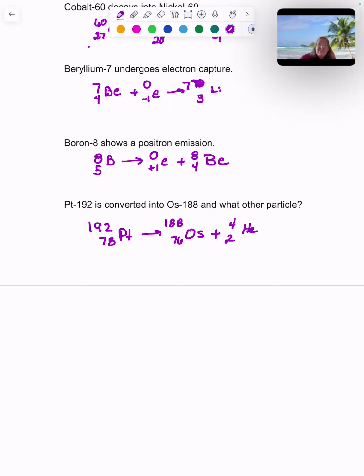I hope you did good on these. Remember, it's really easy to mess up on your numbers. I messed up on that one on purpose. You've got to kind of talk yourself through and go back and do a check. 188 plus 4 is 192. 2 plus 76, 78. Just make sure you got it right. I hope this helped you out a little bit with nuclear equations.